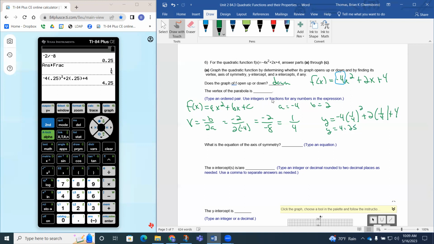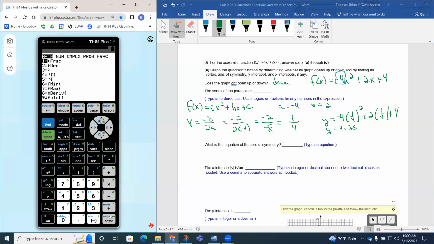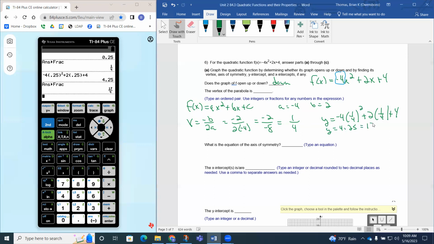Notice how it says they want fractions, though. So if I hit the math button, change it back to a fraction, that's going to give me 17/4. So the vertex as an ordered pair will be 1/4, 17/4. So for us, 0.25 and 4.25.